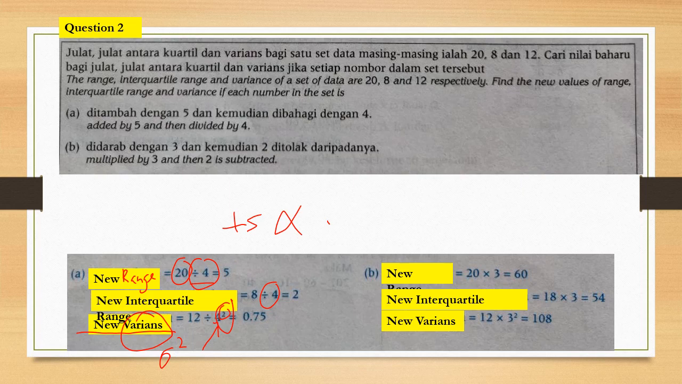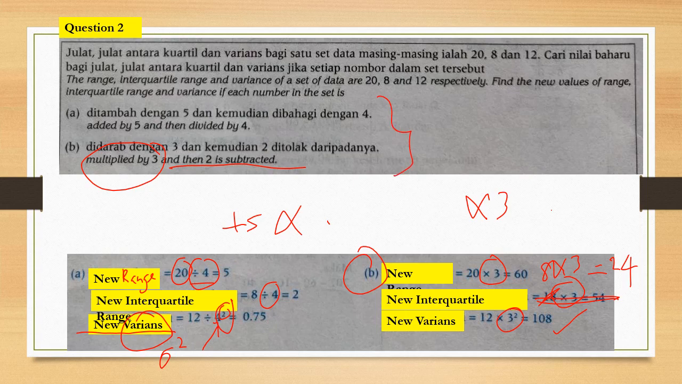Okay, so for B, it's the same thing. You have to times 3, but no need to subtract 2. So times 3. This is actually 8 times 3, you'll get 24. This is wrong. And this one also, you have to square your 3. So please remember, next time, this is the trick that the question will give you, to ask you during the exam. If you forgot, then you lose marks.